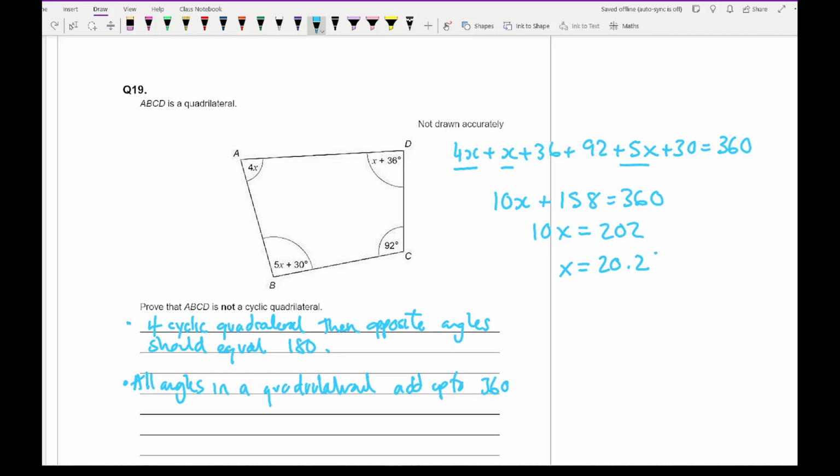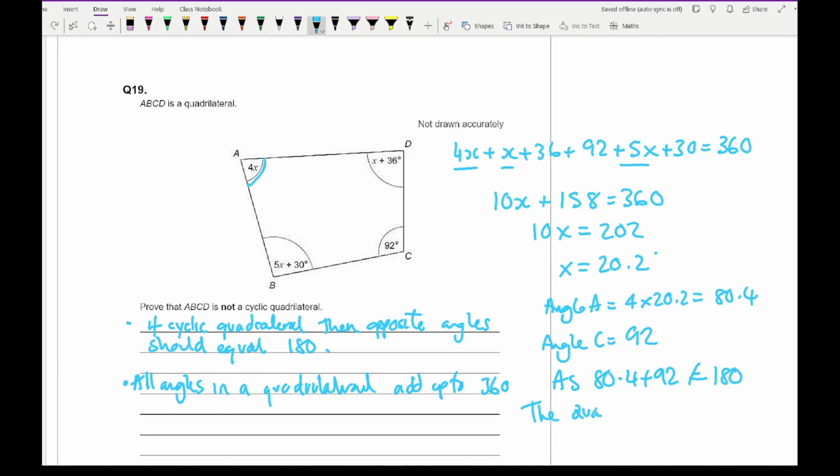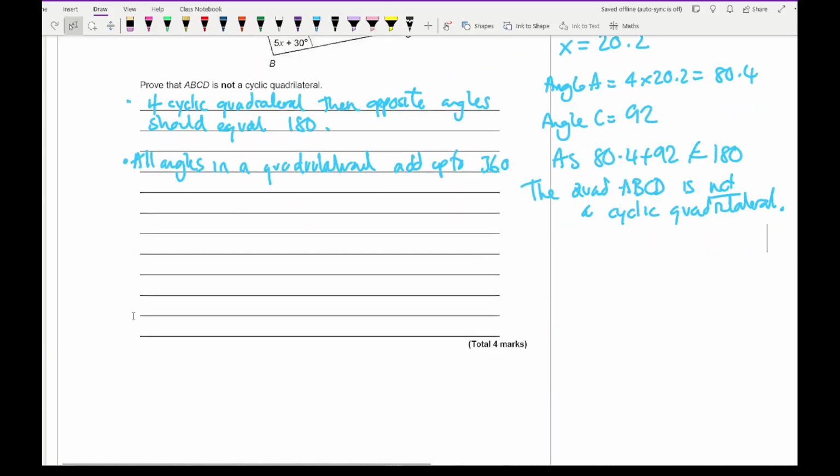So now if I work out what angle this is going to be, angle A is going to be 4 times 20.2, which is 80.4, and angle C is going to be 92. So as 80.4 plus 92 does not equal 180, the quadrilateral ABCD is not a cyclic quadrilateral. And that should be enough to get the 4 marks.